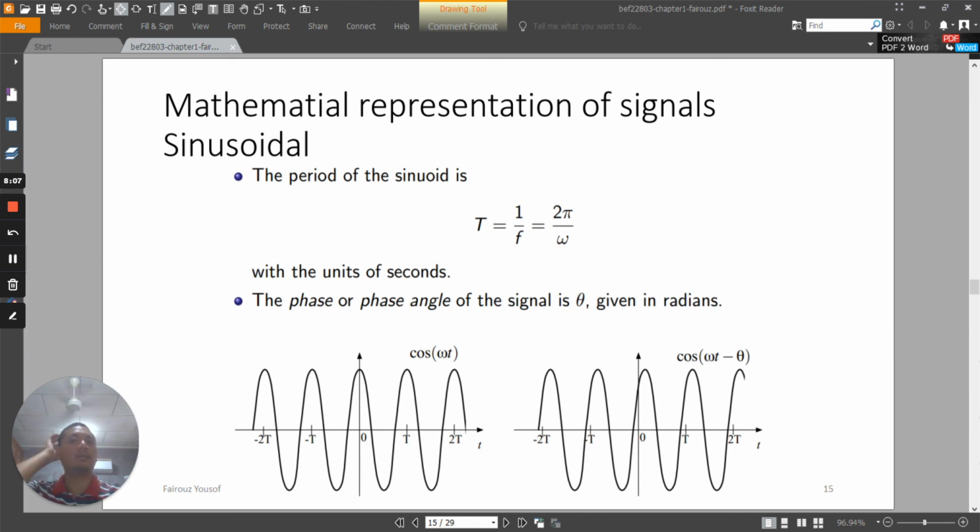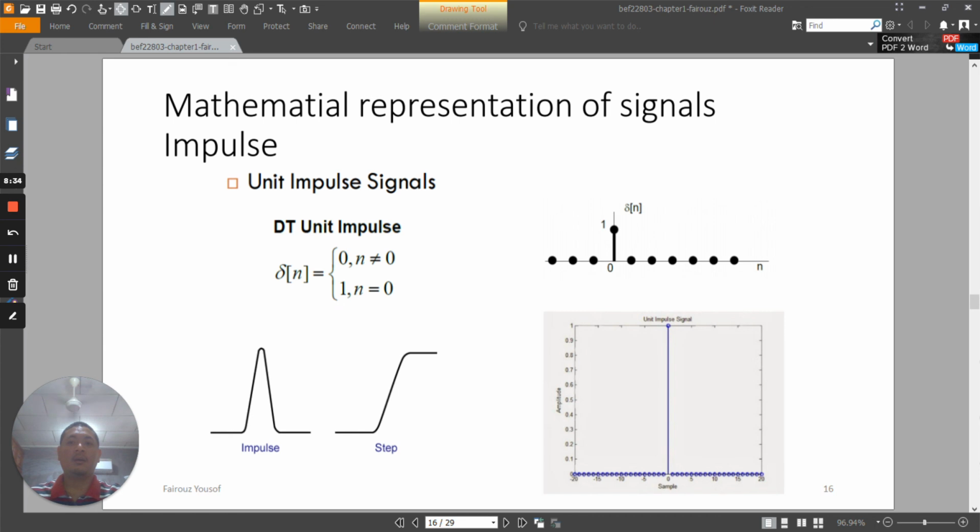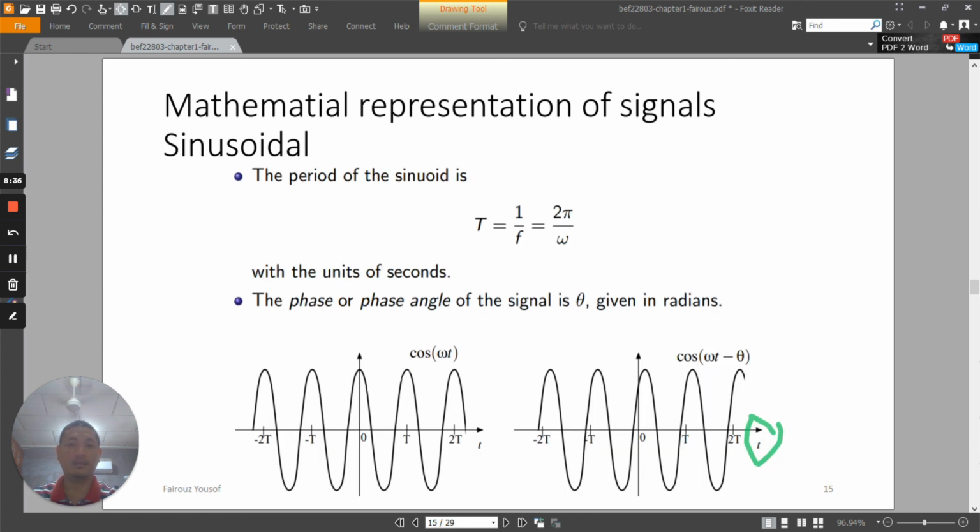Okay, next is the sinusoidal signal. So the period of the sinusoid is T equals 1 over f, or equals 2 pi over omega, with the unit of seconds. Of course the unit is in seconds. The phase angle of the signal is theta, given in radians. That is just to recall, because you can also write this in a piecewise function.